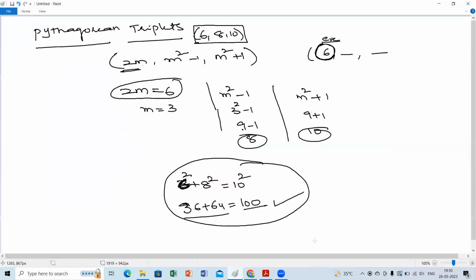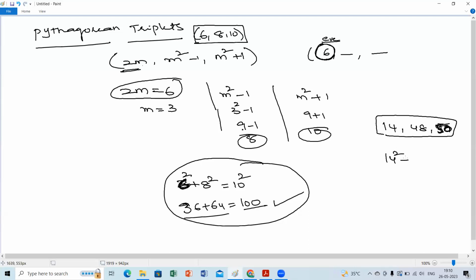Ma'am, m square minus 1 is 48, ma'am. Then m square plus 1 is? M square plus 1. Plus 1. 50. Is it 50? Yes. Now check whether it is a Pythagorean triplet or not, beta.